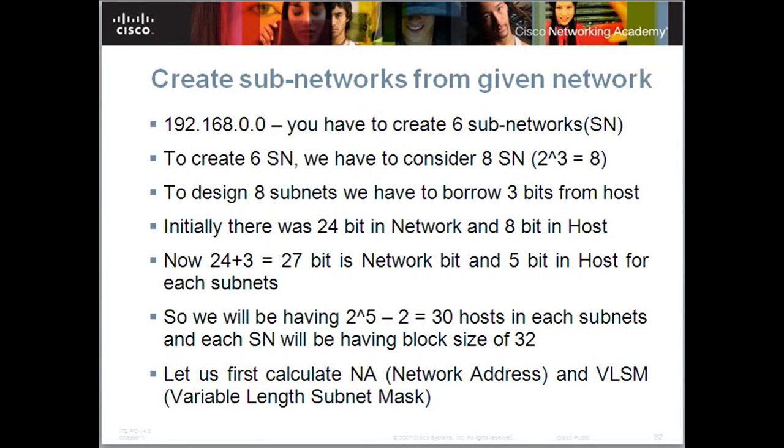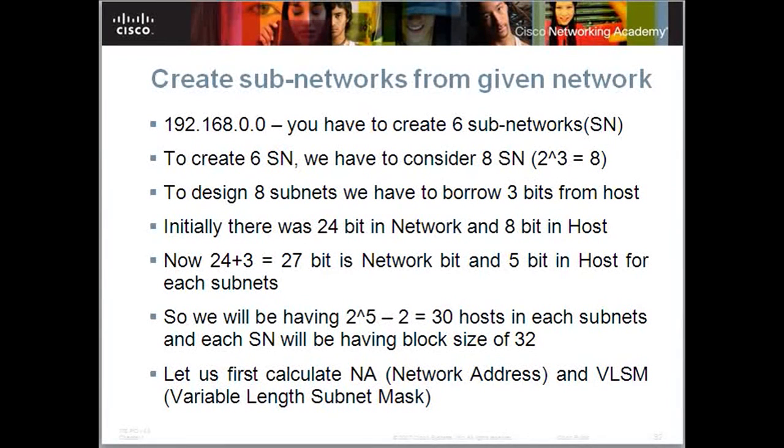So in the last segment we have seen creating subnetworks from a given network. 192.168.20.0 was given, so I'm just changing the address to 0.0. We have to create 6 subnetworks. To create 6 subnetworks we have to consider 8, because it will be in the form of 2 to the power n, or 2 to the power p.